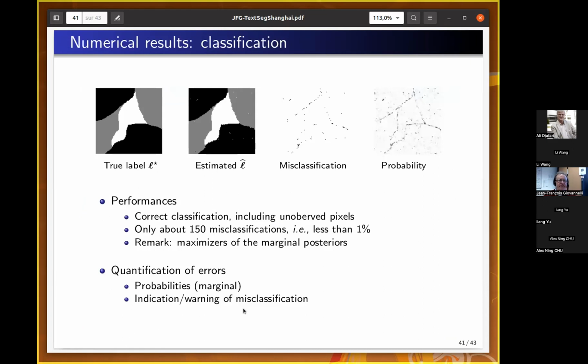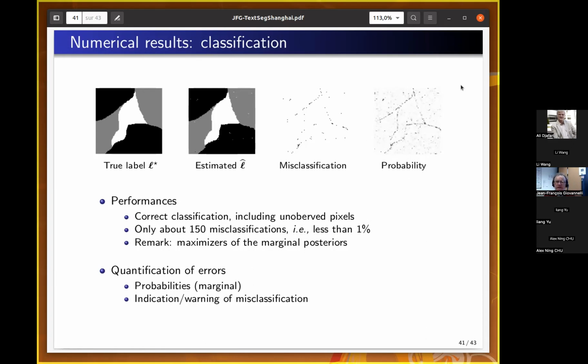Okay. And this is the estimated label. So we have a rather correct classification, less than 1% of misclassification. And what is here is the location of the misclassification. I am in a simulated context, so I know the true label, so I'm able to characterize a correct and erroneous classification for each pixel. This is the location of the misclassification given the true label.